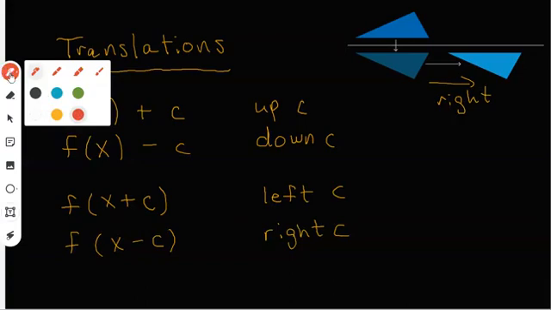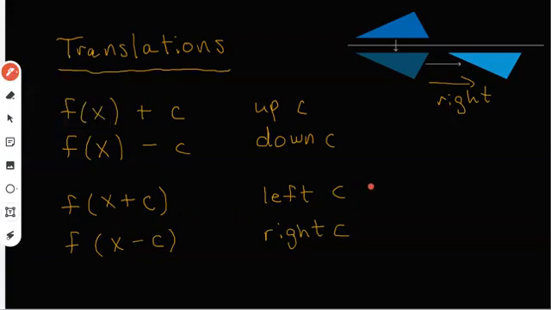A lot of kids get confused when you're talking about moving left, because they think that if you're moving left, you're subtracting, but that's actually not true. If you add on the inside, you move to the left. But if you subtract on the inside, you're moving to the right. And I think that trips a lot of kids up. They think, well, if you want to move to the right, shouldn't you be adding? No, that's actually not the case. If you subtract on the inside, you move to the right. And if you add on the inside, you're moving left. So this is correct. So that's translations.